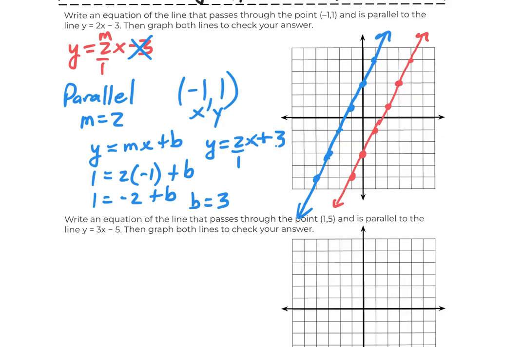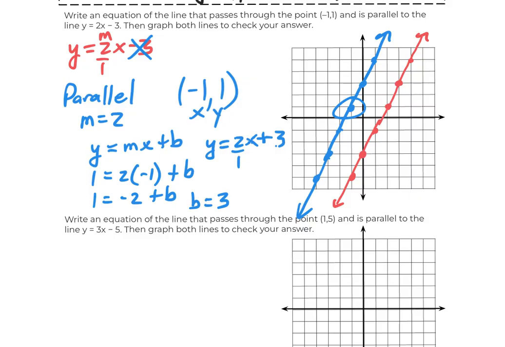Also, remember what it said at the beginning? That it should go through negative 1, 1. Look at it right there. Negative 1, 1. That's one of the points on this graph, right? So does it go through negative 1, 1? You bet. Okay, so we have a new equation that goes through this point, just like it asked, and we have an equation for it, and we have a graph for it.